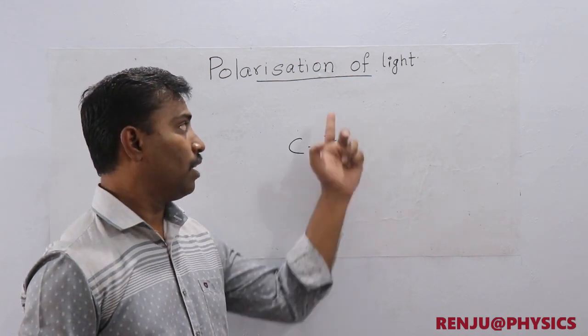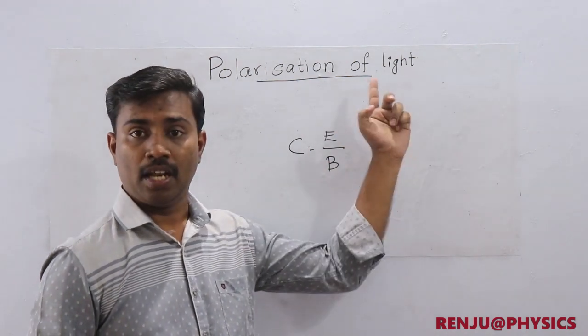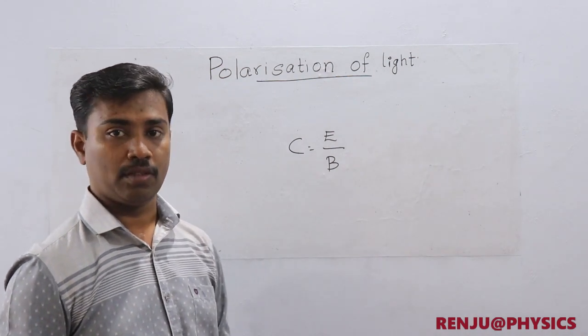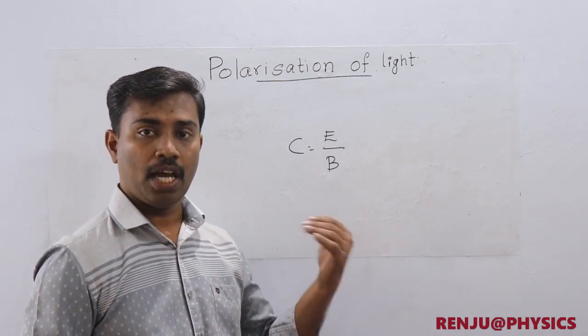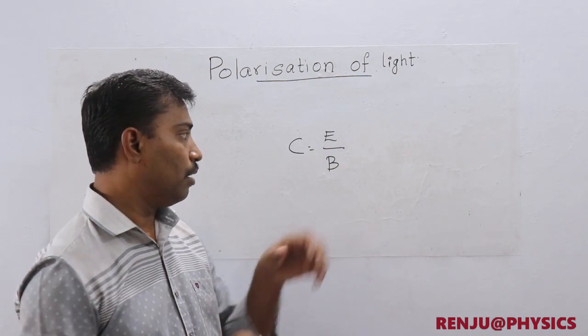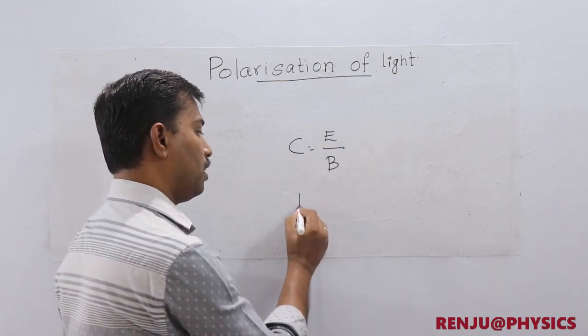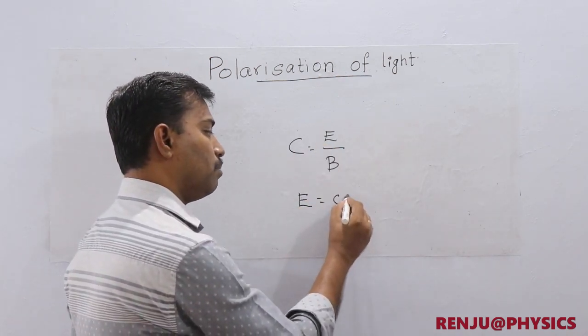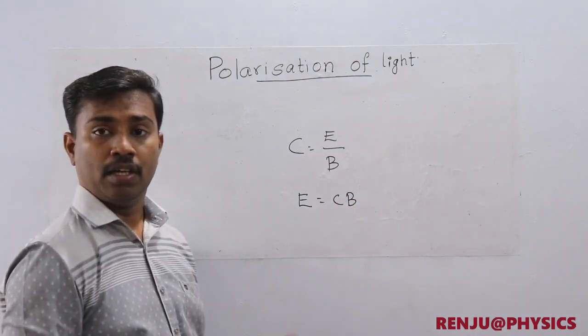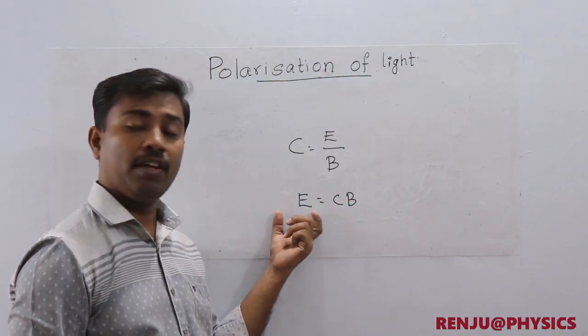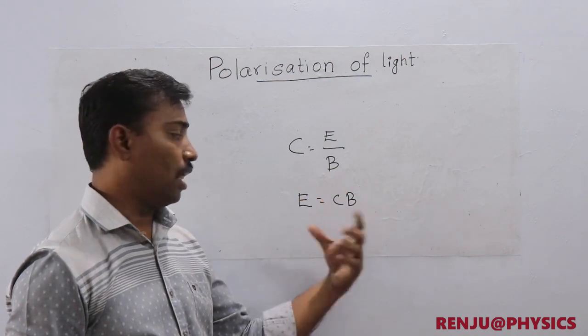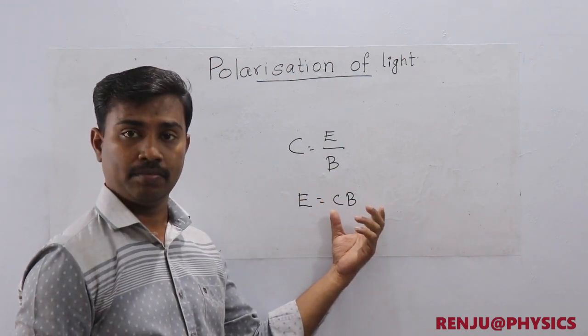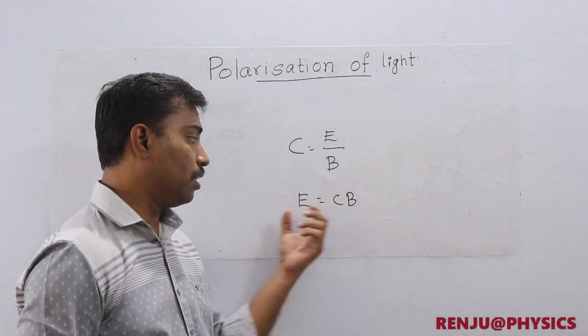So here we are discussing light. Light is an electromagnetic wave, so light contains an electric field vector and a magnetic field vector. But based on this equation, we can write E = cB. So in light we consider the electric field vector to be larger than the magnetic field vector.